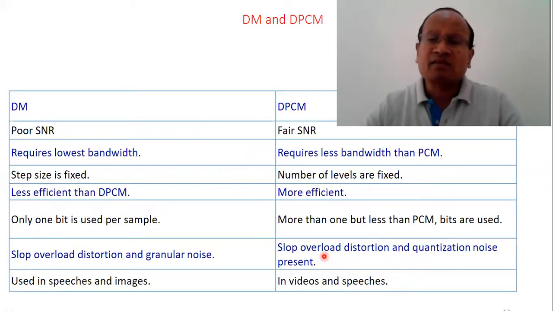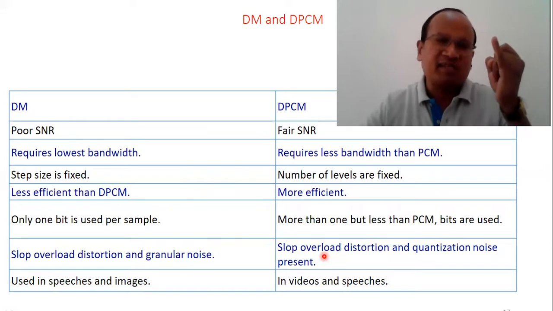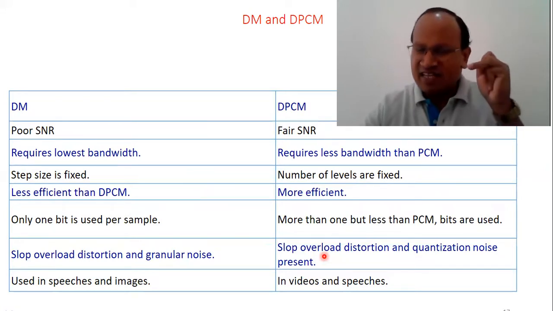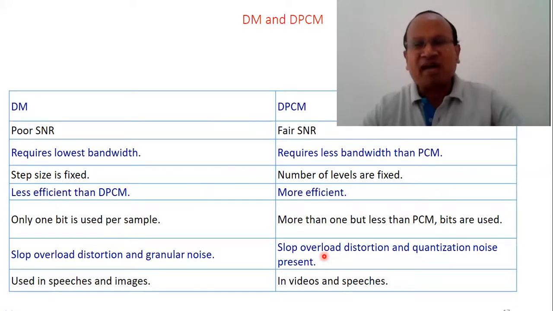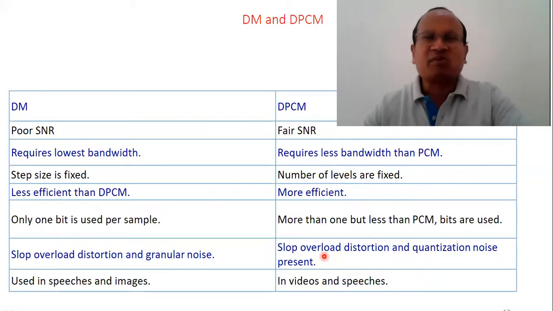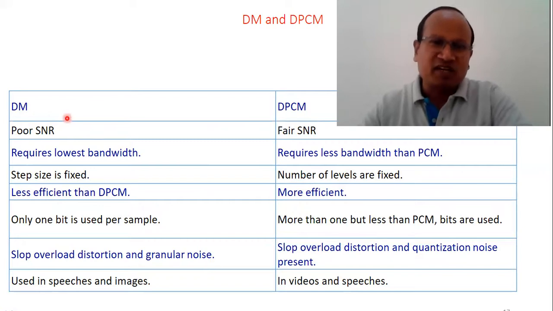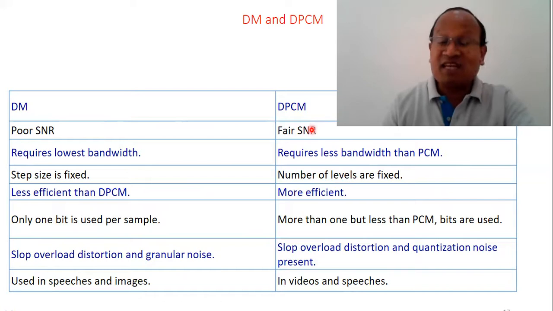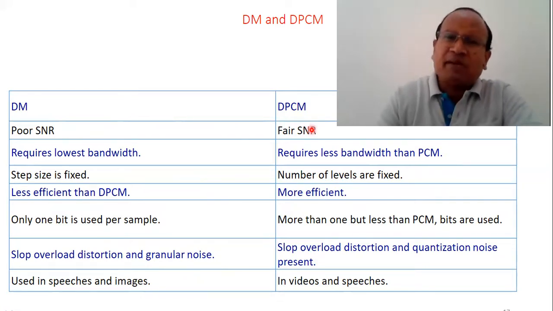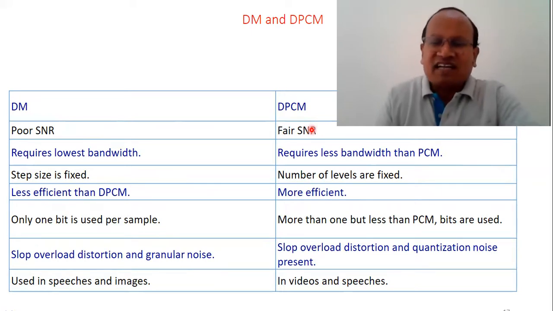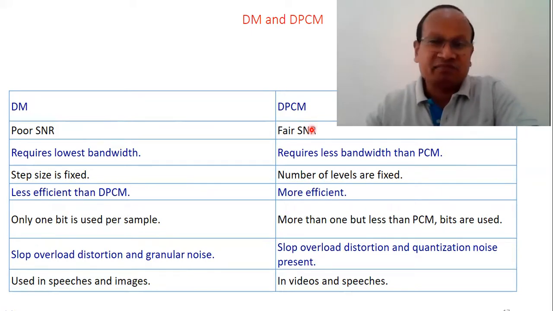The next comparison is, we have compared PCM with DPCM, DM with PCM. The next and last comparison is delta modulation with DPCM. So delta modulation: poor SNR, DPCM: fair SNR. See, in DPCM also SNR is less as compared to PCM, but when we compare with delta modulation, it is slightly better, slightly bigger, and therefore a fair value.